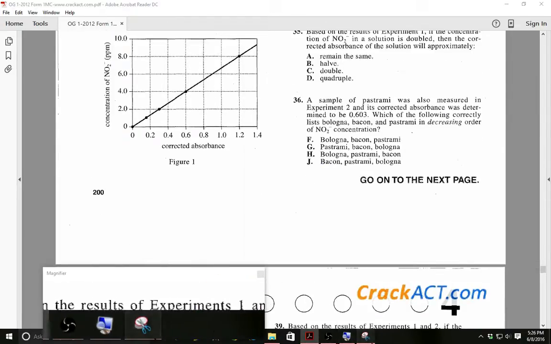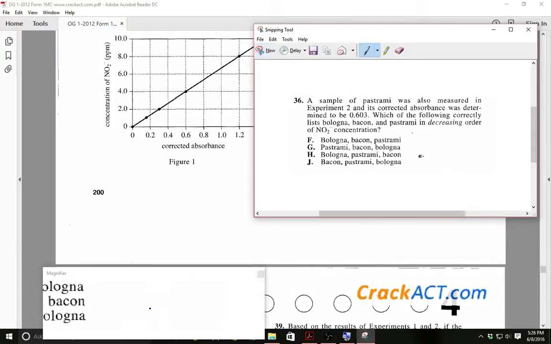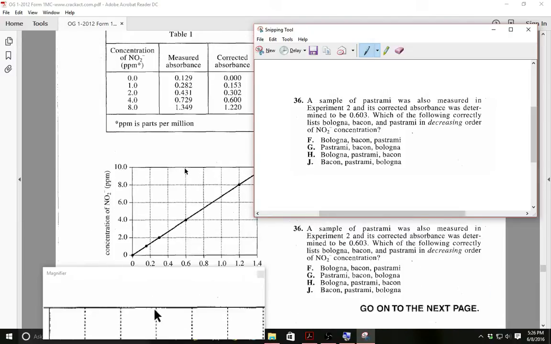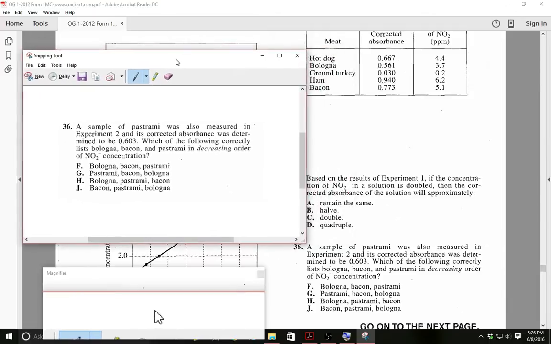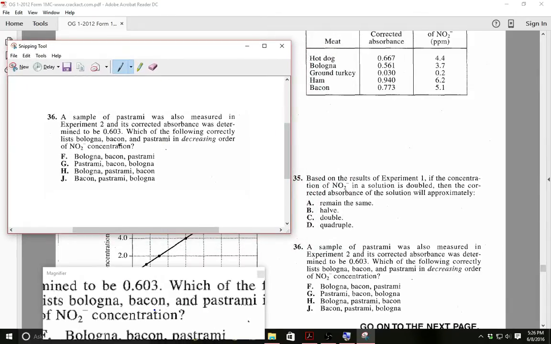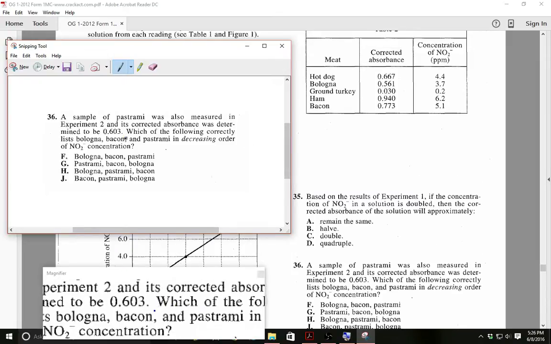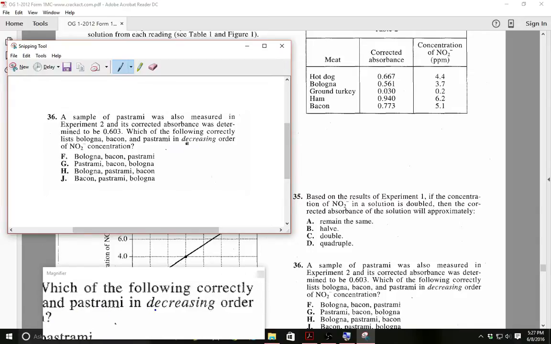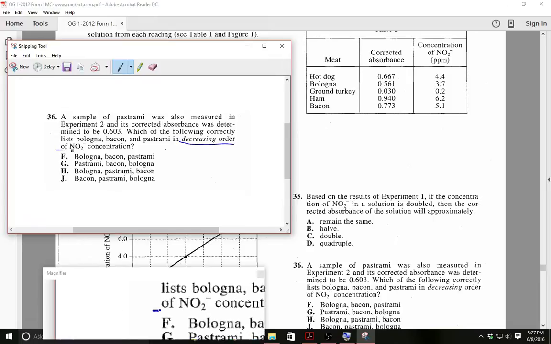36. A sample of pastrami was also measured in experiment 2, and its corrected absorbance was determined to be 0.603. Which of the following correctly lists bologna, bacon, and pastrami in decreasing order of concentration?